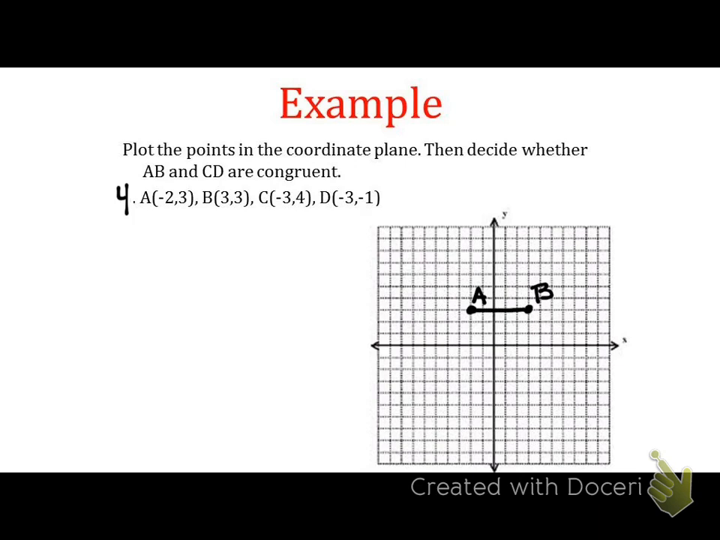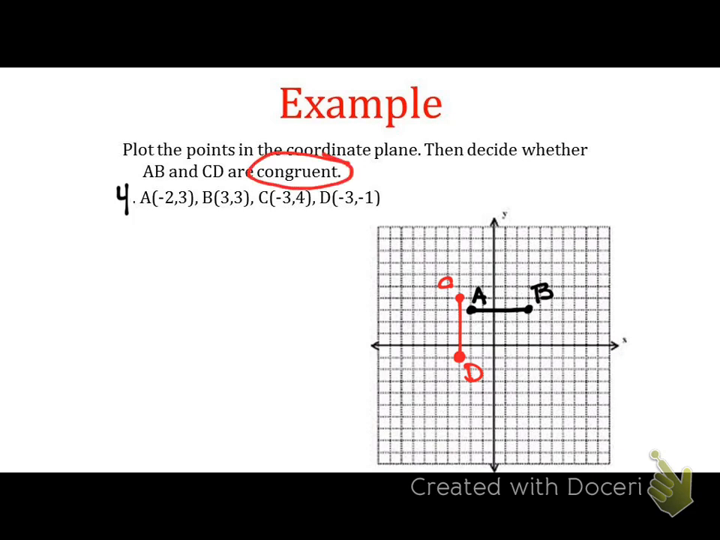All right, we have 2 other points, C and D. C is at -3, 4. So 1, 2, 3, 1, 2, 3, 4, right there. And then D is at -3, -1. So 1, 2, 3, and 1. So this is C and this is D, and we connect them. The question asks if these are congruent.